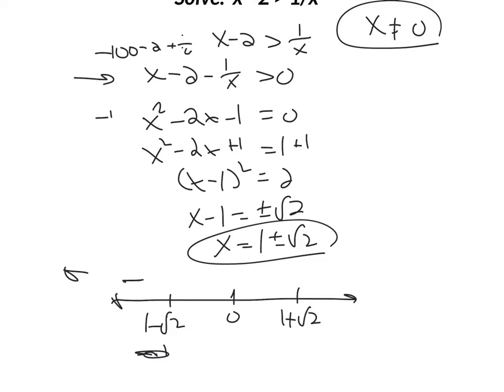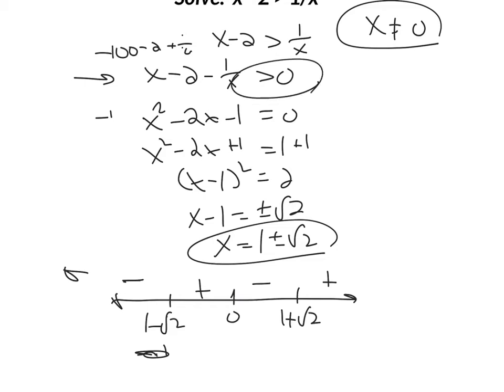If I plug in something here, like I'm going to try negative 1, still not big enough. Negative a half, I guess, and plug it in. I'll get positive. Plug one here, negative. Plug one there is positive. I'm looking for positive because that's my sign.